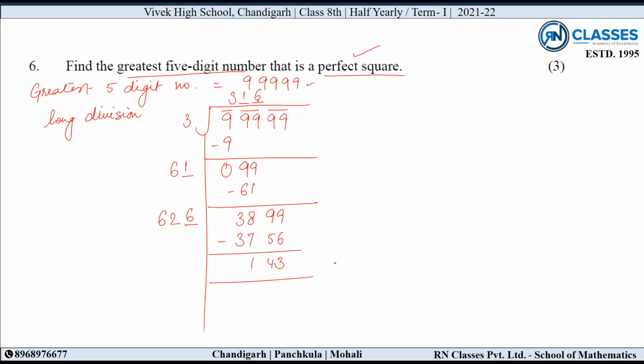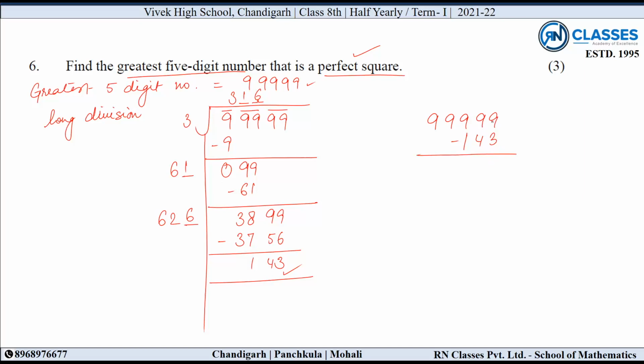Means हमें पता था 99999, 5 times 9, is not a perfect square. तो 143 हमारे पास रिमाइंडर आ गया. We have to subtract it. So 9 9 9 9 9. Subtract 143 from it to make it a perfect square.